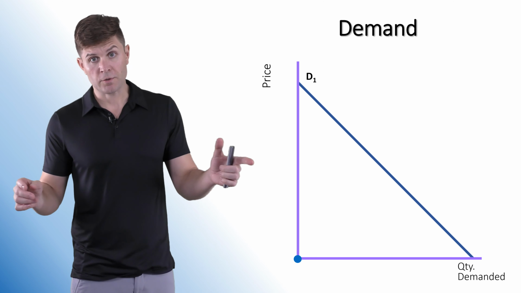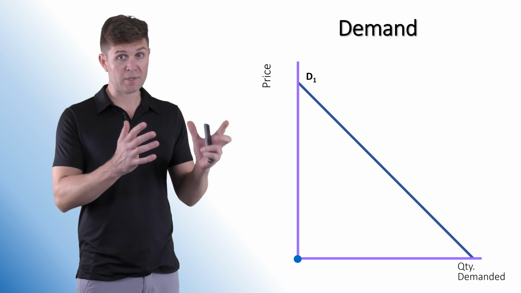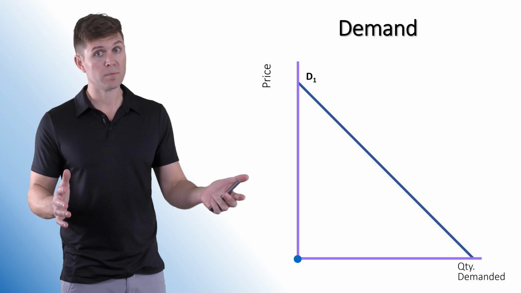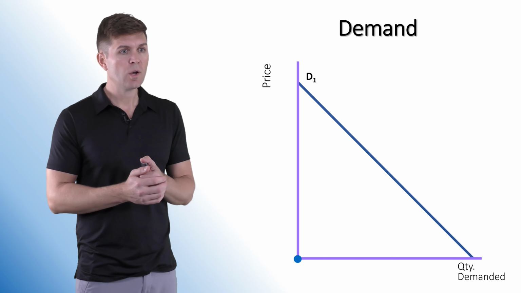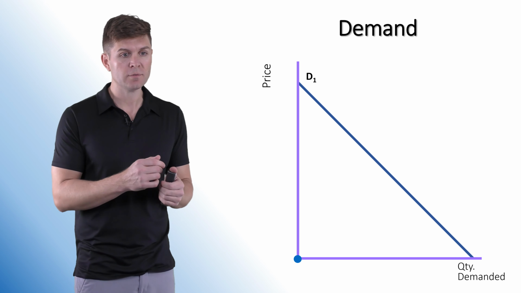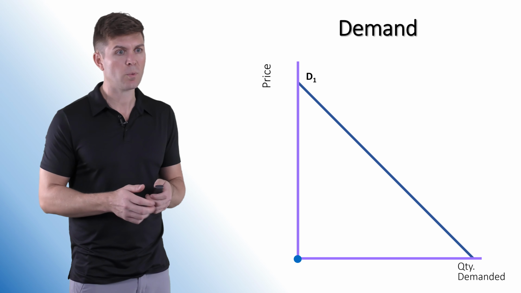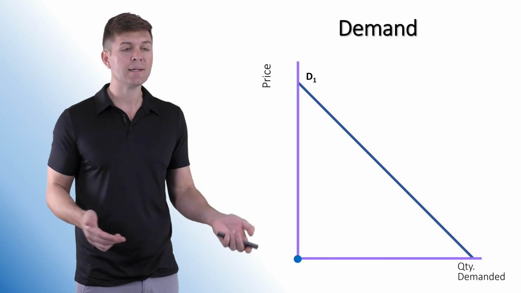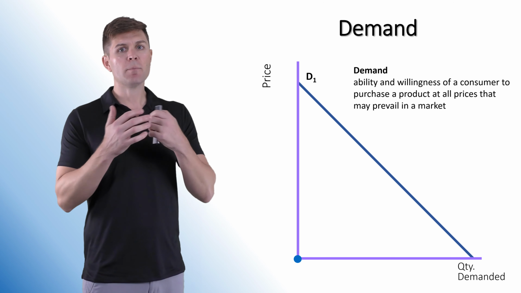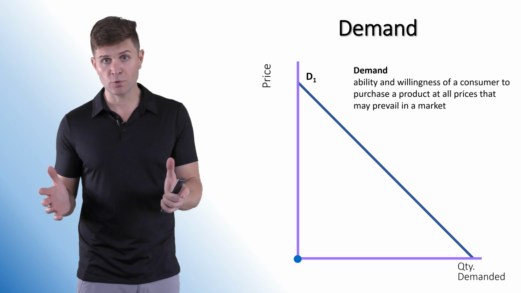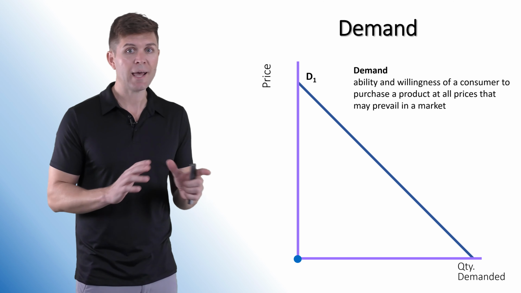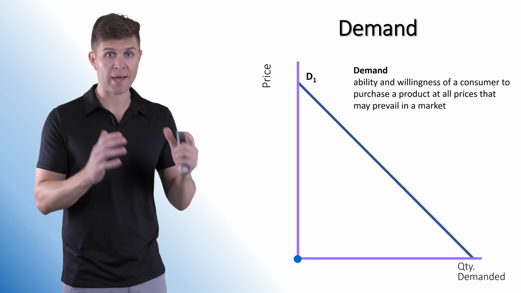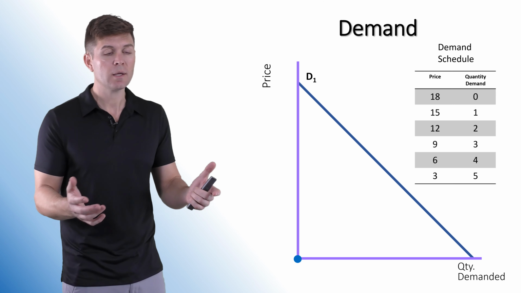So this is the demand curve. And this is also part of the supply and demand curve, the most important model in microeconomics. We've got our vertical axis with its price. We have our horizontal axis with the quantity demanded, and we have our downward sloping demand curve. Now, demand is simply the ability and willingness of a consumer to purchase a product at the varying price levels that exist within a market.